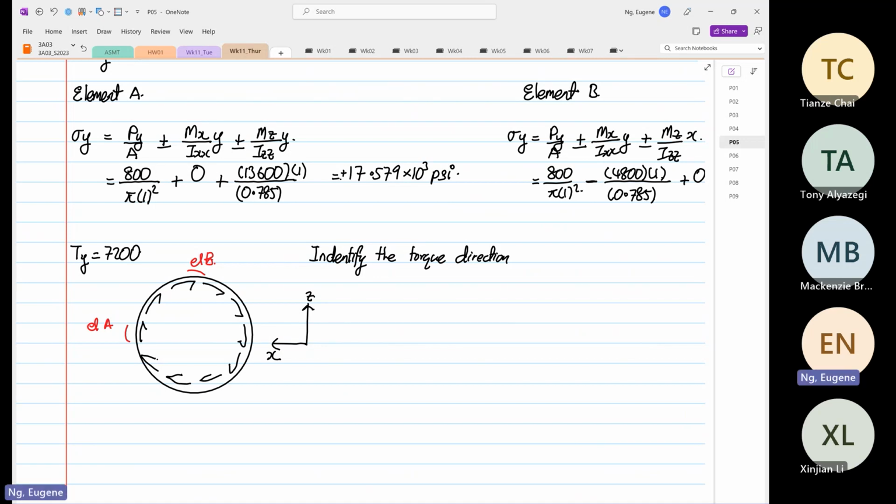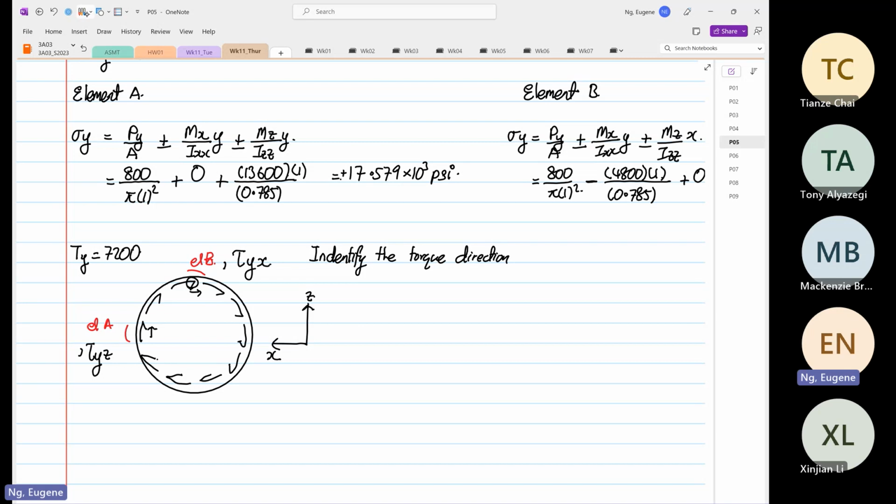Over here for element B, you can see the intersecting plane is Y, however the shear is in the X direction. You look at this arrow over here, it's more in the X direction. And for element A, the intersecting plane is still Y, but the shear is in the vertical direction, while this is the horizontal direction, so it is XZ. But the formula to use to calculate this is the same.